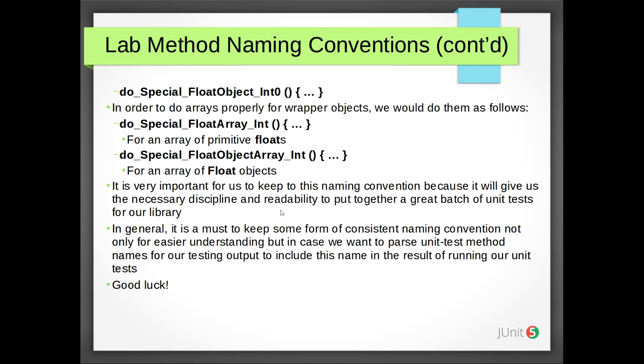In general, it is a must to keep some form of consistent naming convention, not only for easier understanding, but in case we want to parse unit test method names for our testing output, to include this name in the result of running our unit tests, which we have such options within the runtime.